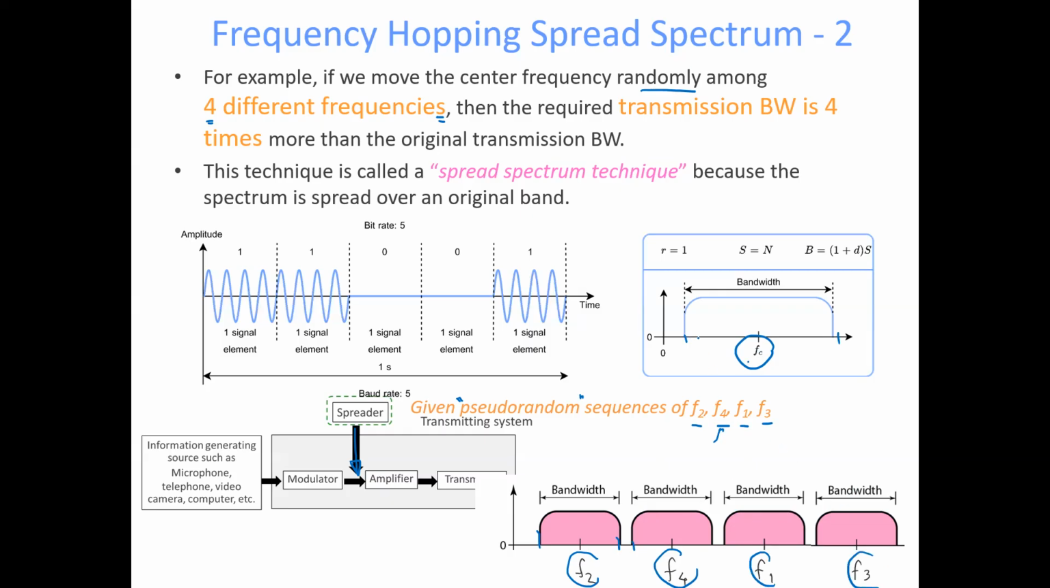So you can compare easily from these 2 figures that without doing the spread spectrum, you can calculate the narrowband with this equation. But after you jump 4 times, with 4 different frequencies, your bandwidth becomes 4 times this narrowband, right? So this technique is called a spread spectrum technique because the spectrum is spread over the original band.